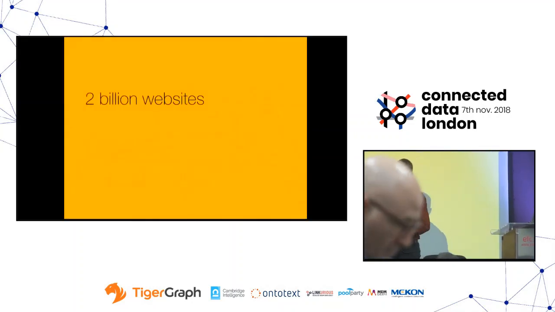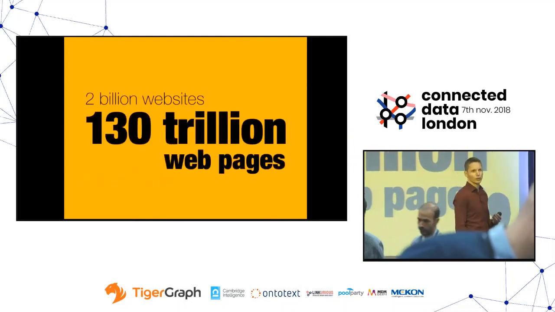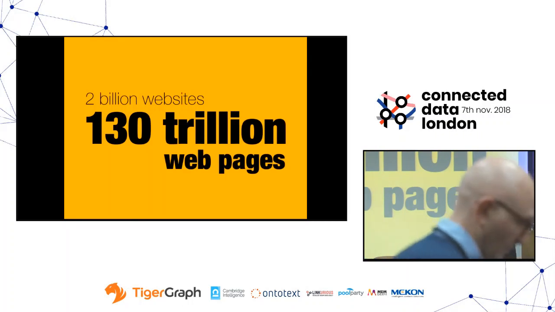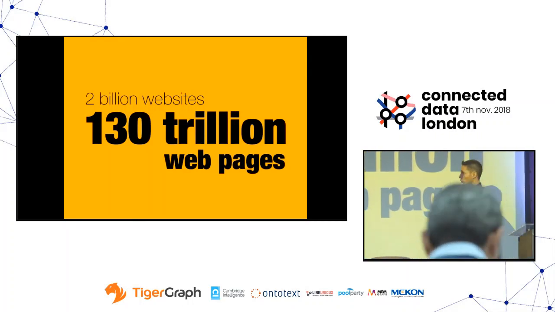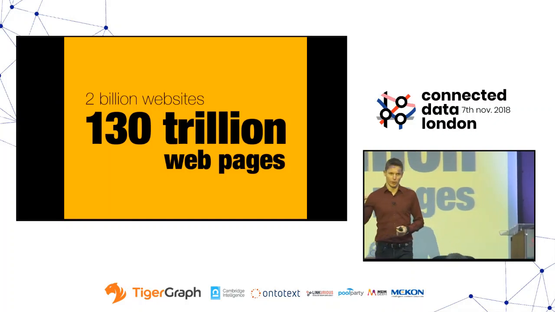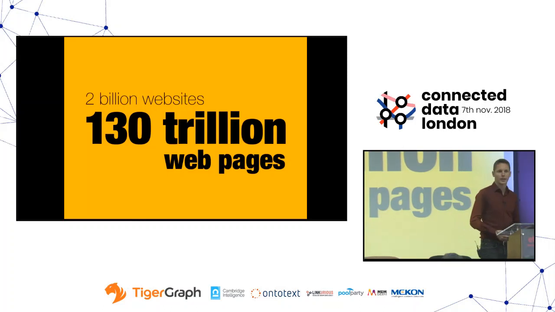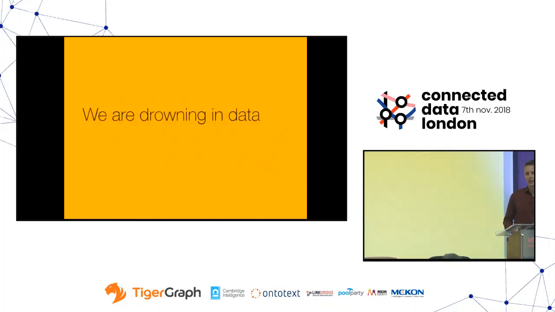So currently, the web consists of roughly 2 billion websites, and they are made up of roughly 130 trillion individual web pages. Those are huge numbers, and they're quite conservative estimates, by the way. But regardless of what the numbers are precisely, I think it's fair to summarize them by saying that we are really drowning in data these days.